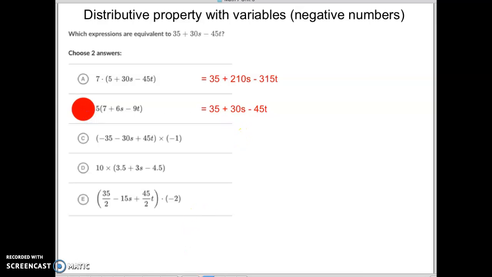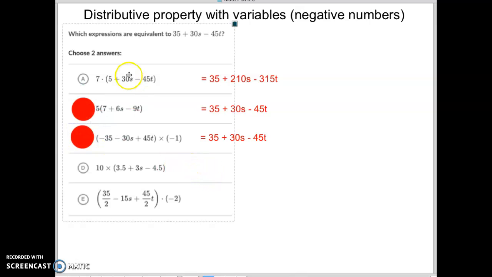Perfect. Next one. All right, when I multiply this one through, I get 35 plus 30s minus 45t, so negative 1 times negative 35 is positive. Negative times a negative is a positive. And then a positive 45t times negative 1 is negative 45t. Everything matches up perfect there. Let's take this dot right there, duplicate it and put a dot right there for me.